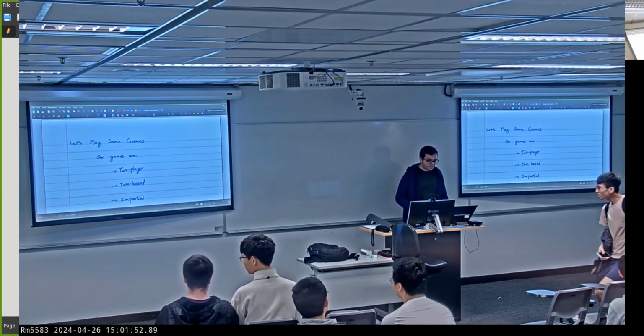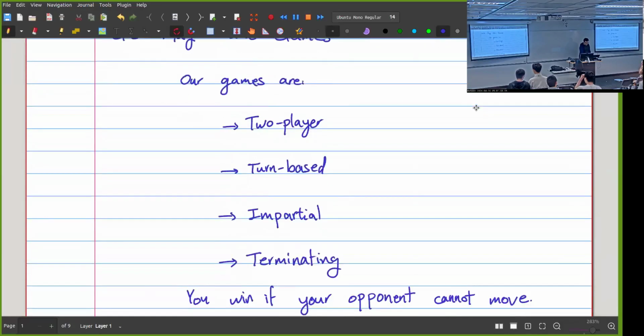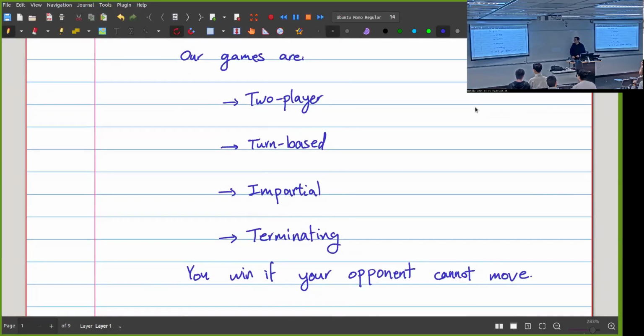And these are games that have these properties. So first of all, these are two-player games. So we always have two players. And I will ask for some audience participation today. I will ask you to come here and actually play some of these games. And the games are turn-based, which means that you take turns moving. So player one moves first, and then after the first move, player two moves, and so on.